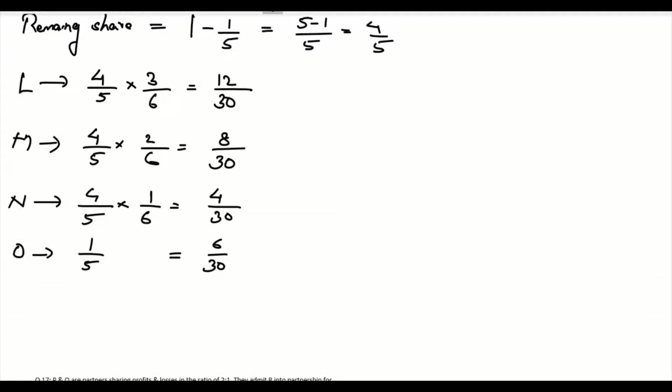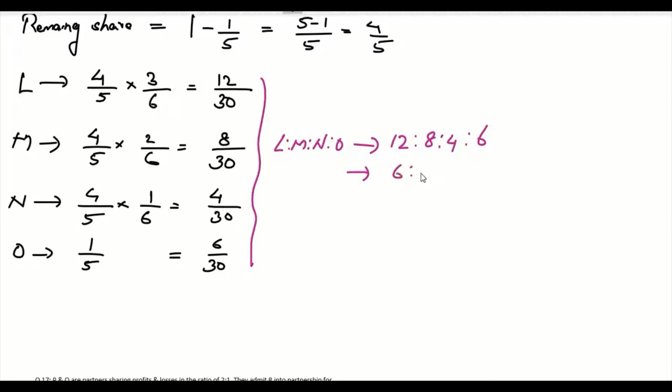Now we know the profit sharing ratios between all the partners. So L, M, N and O, it's going to be 12:8:4:6. If you simplify it a bit, it's going to be 6:4:2:3.